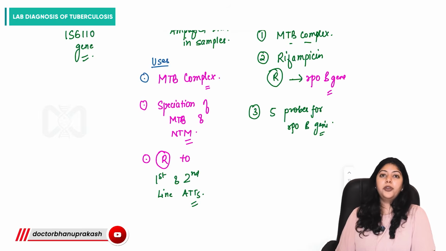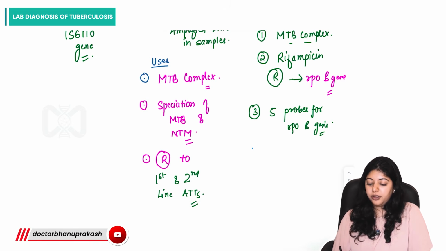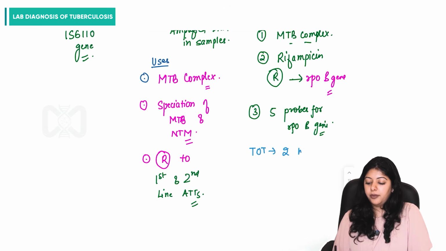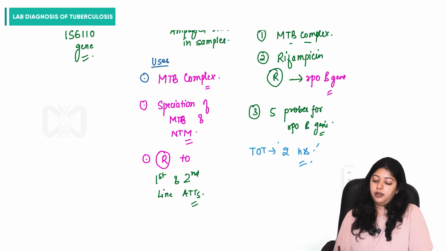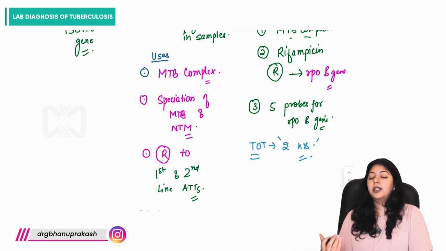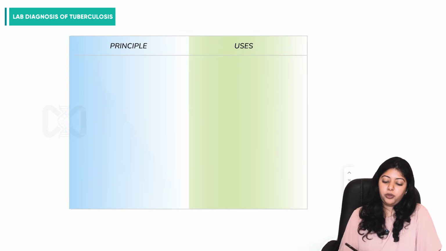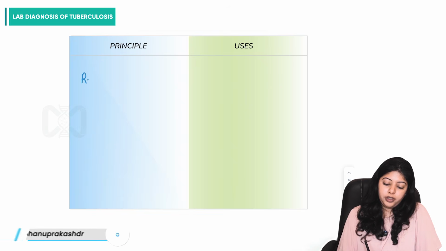And the turnaround time for CBNAAT is very, very less. That is within 2 hours, you get the results. And along with the detection, it is definitely providing us an added advantage of giving rifampicin resistance also. So the CBNAAT principle we have already discussed. It is based on the principle of real-time PCR.